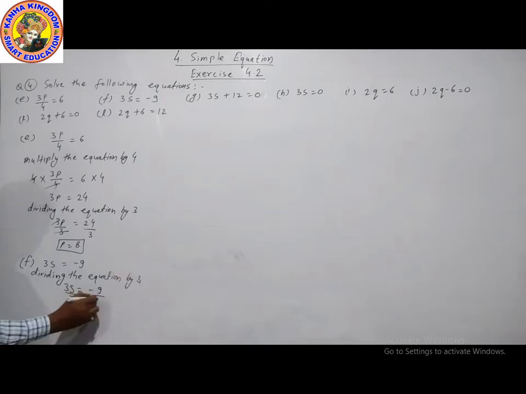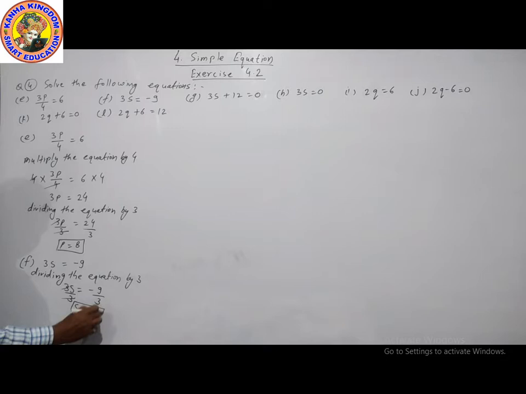Dividing both sides by 3. 3 and 3 cancel. s is equal to minus 3. The solution is s is equal to minus 3. Now I am taking another part, G. Part G is 3s plus 12 is equal to 0.